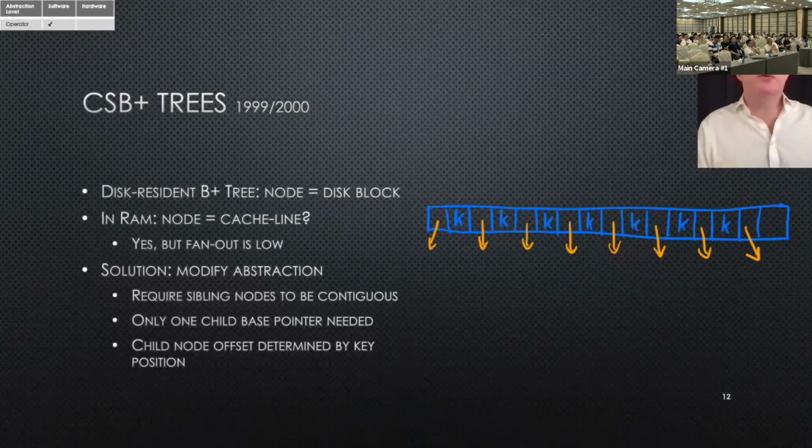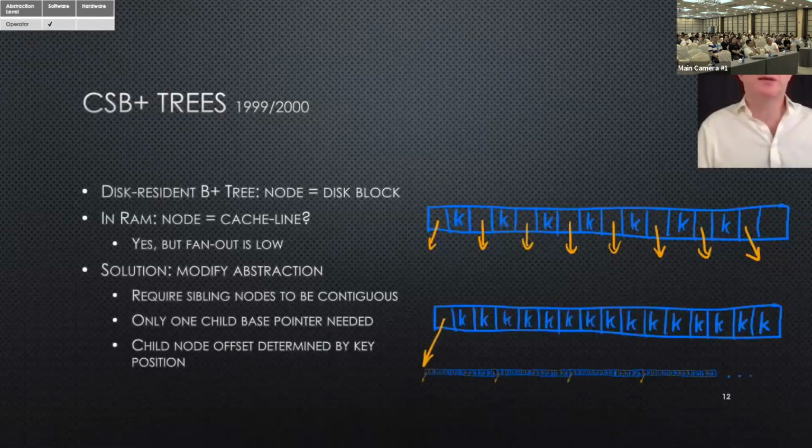When we do this, only one base pointer is needed for the set of children, and we can determine which node among the children we need to go to by calculating an offset from the base position. So here is what that might look like. We now have 15 keys in this cache line instead of 7, and one base pointer that points to a bunch of children that are stored contiguously in RAM.